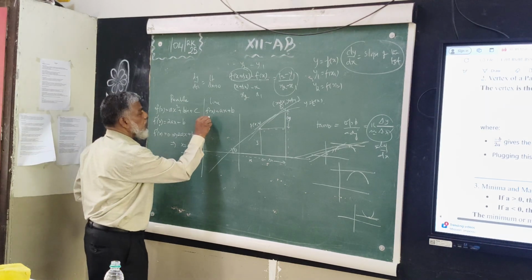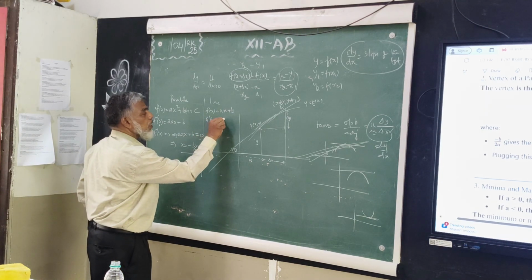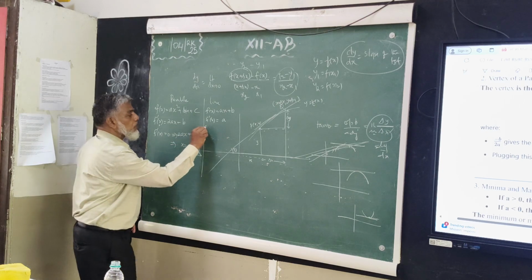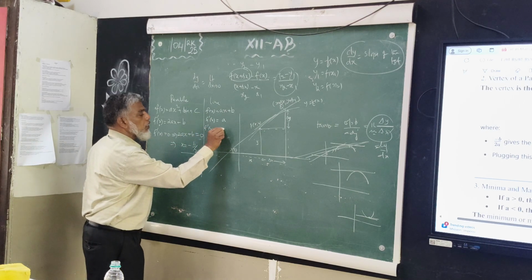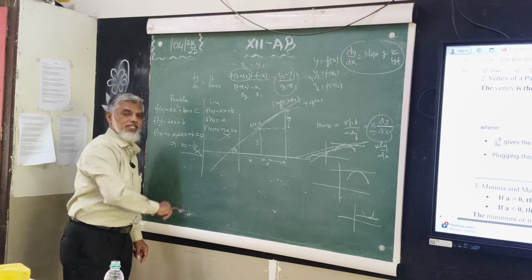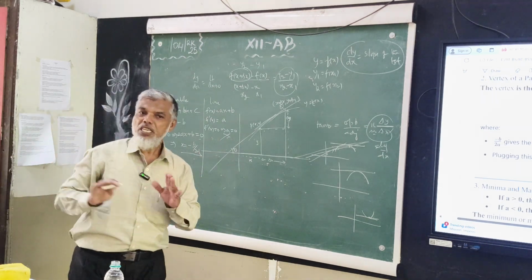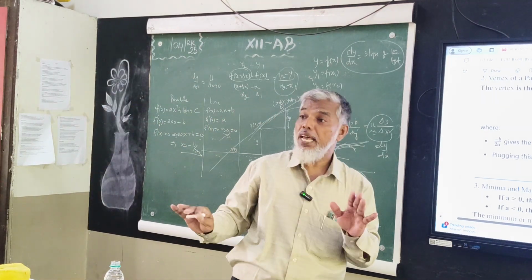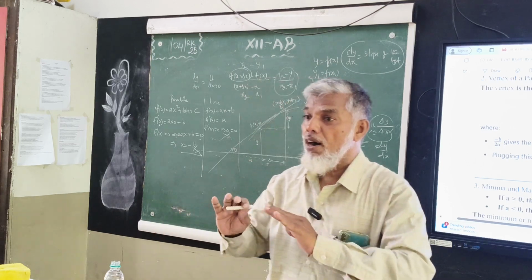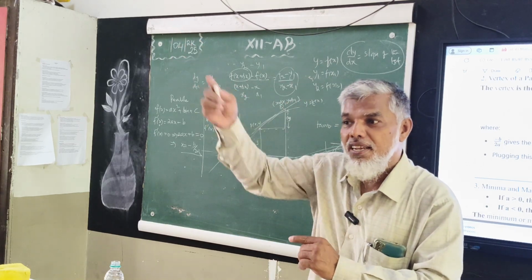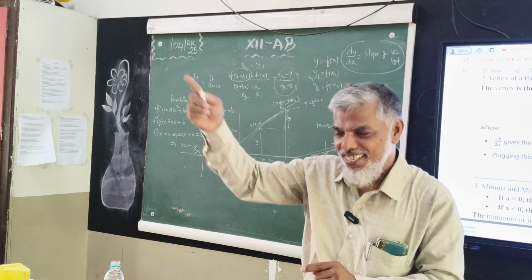Now you find f dash of x. What is f dash of x? It is a. If you put f dash of x equal to 0, it is a equal to 0. Meaningless. Therefore, we cannot have a maxima or a minima for a straight line.